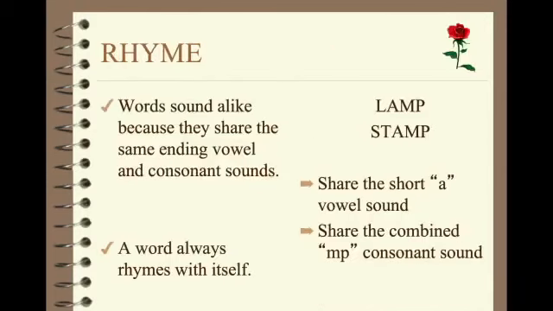We also use rhyme quite a bit in order for us to get that sense of poetry. Now, words that sound alike because they share the same ending vowel and or consonant sounds are considered rhymes, like the words lamp and stamp. Notice they share a short A vowel sound, and they share the combined MP consonant sound at the end. And of course, a word will always rhyme with itself in case you see the same two words being used.